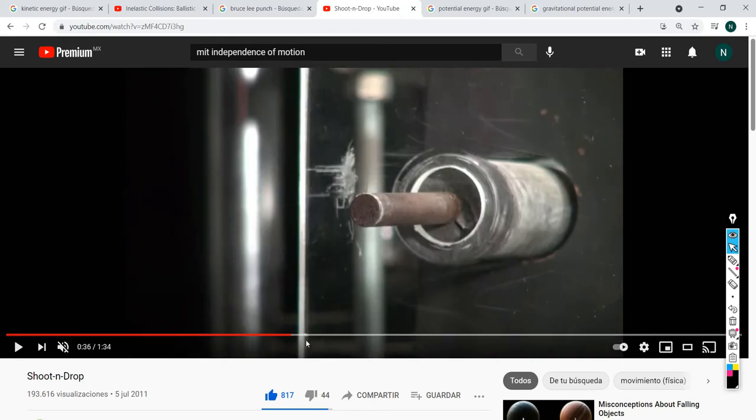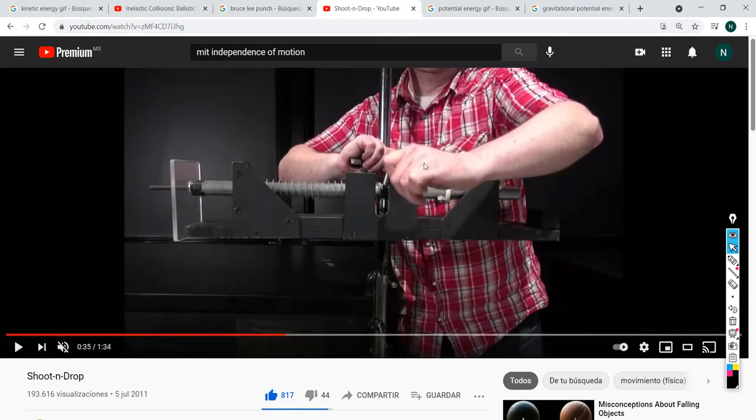Can you see? Okay, now at that moment, guys, when this person compresses the spring, we say that there is elastic potential energy accumulated in the spring. Okay, I'm gonna repeat that. There is elastic potential energy accumulated on the spring waiting to be released.